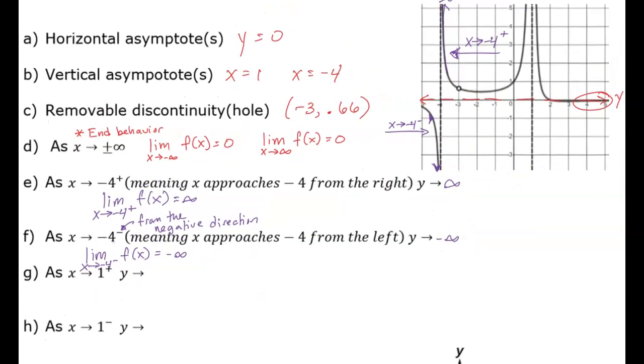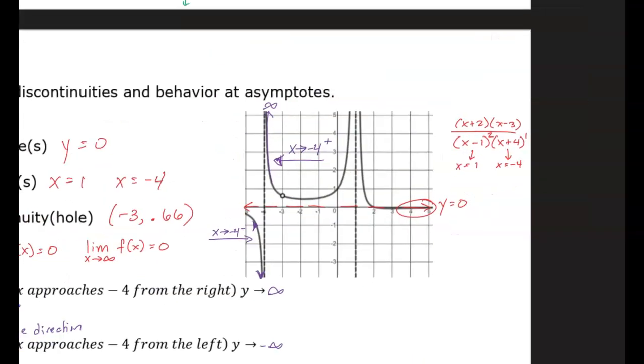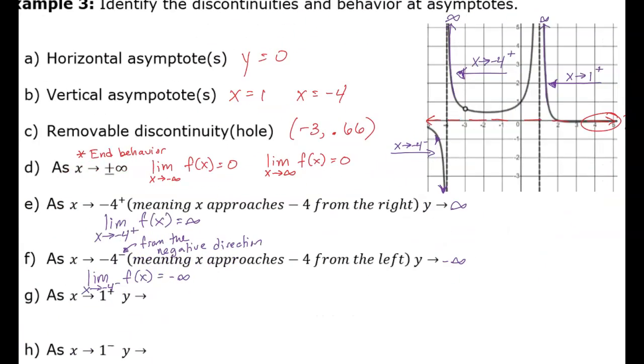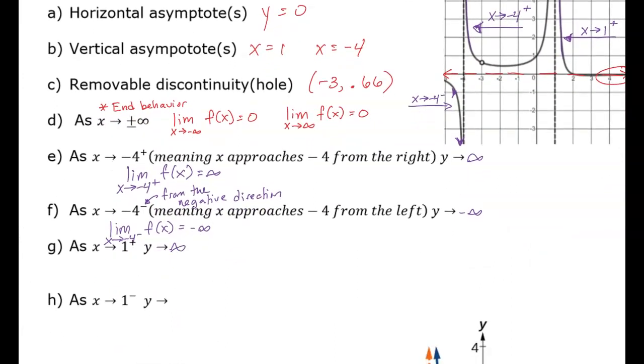So now let's try it again on the other asymptote. As we approach from the positive direction, going towards 1, so as x approaches 1 from the positive direction, what happens to the y value? It increases. We're going up, up, up, up, up to what? Positive infinity. So we say the limit as x approaches 1 from the positive direction of f of x is infinity.